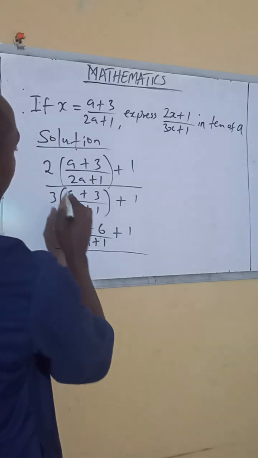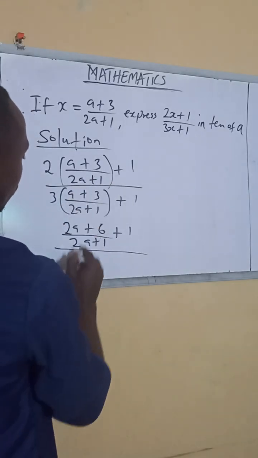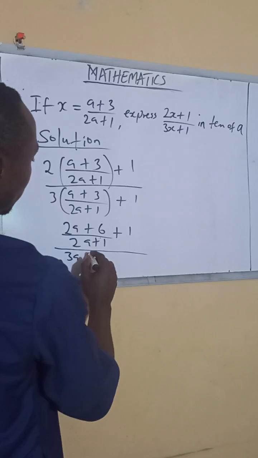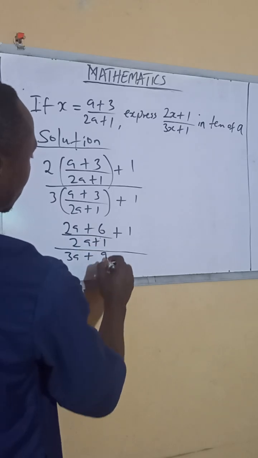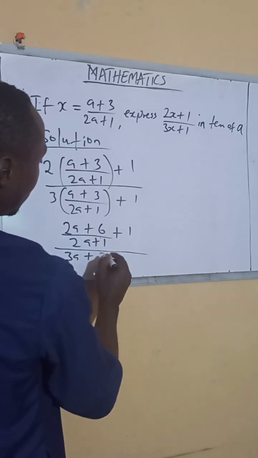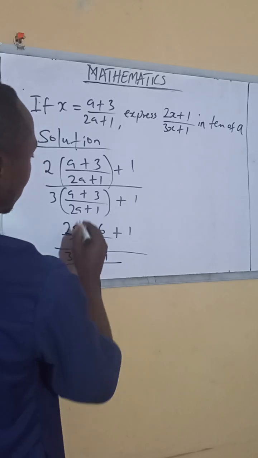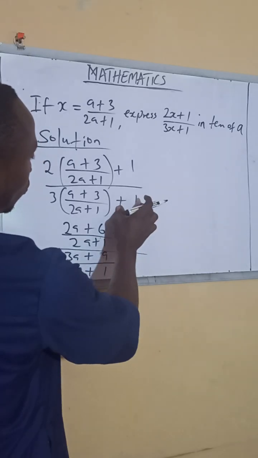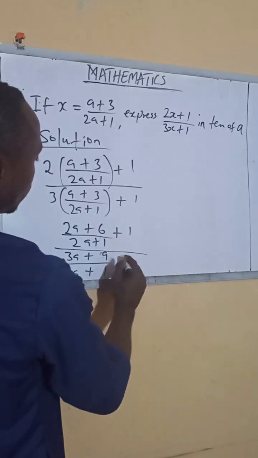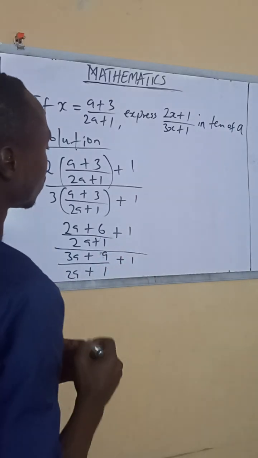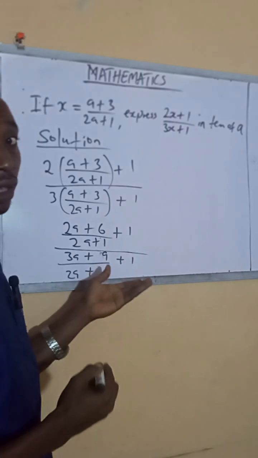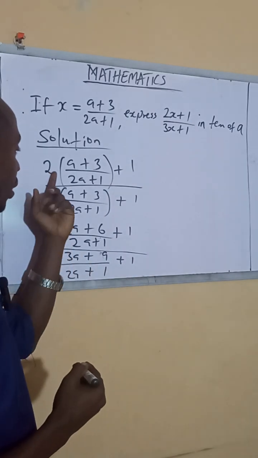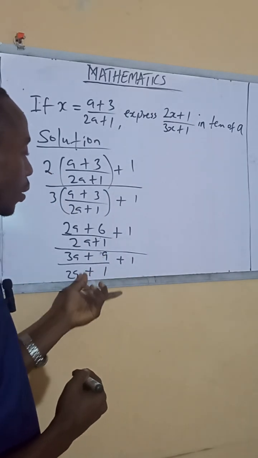The same thing is applicable. 3 times a should give us 3a, plus 3 times 3 will give us 9. We have 9 all over 2a plus 1. What we have, guess what? Plus 1. What we have just done here is open up the bracket. That's what you've done here.